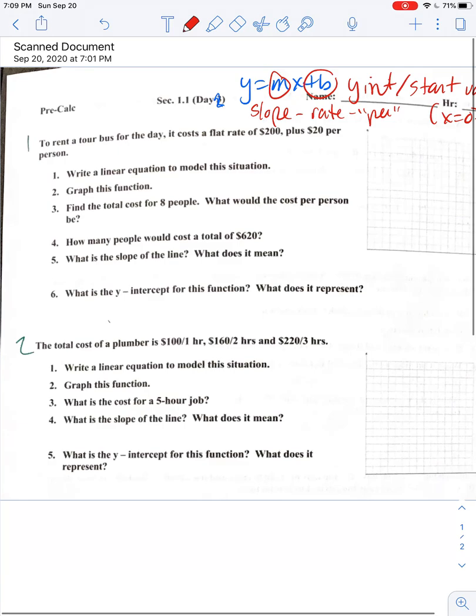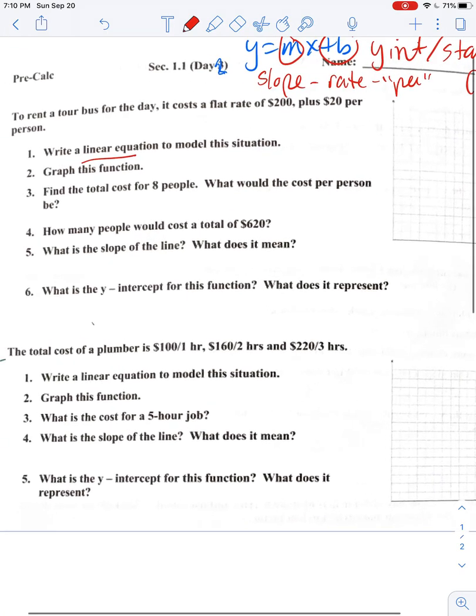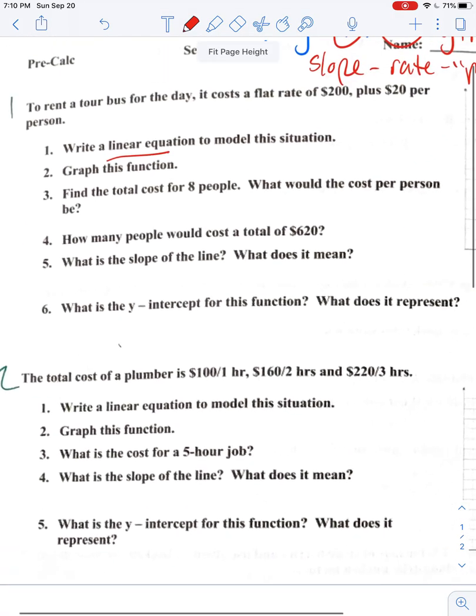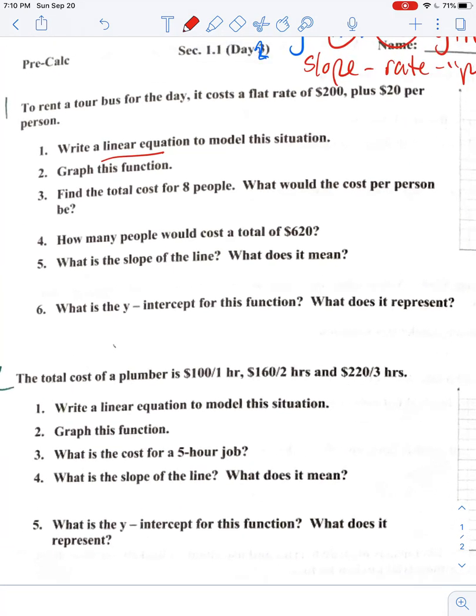You're looking for which value is going to turn into my m, which value is going to turn into my b, so that I can do what it says, which is write a linear equation to model the situation. So I'm going to expand this so you can see it a little, and then I'll deal with the graphing in a bit. So write a linear equation to model the situation.